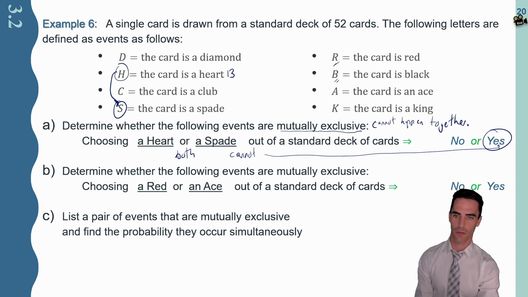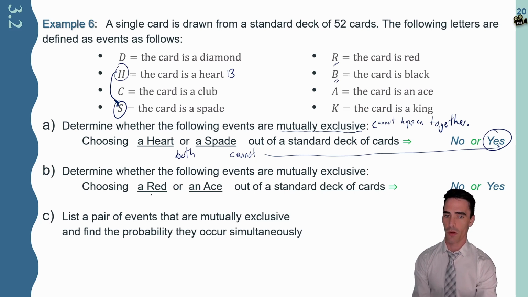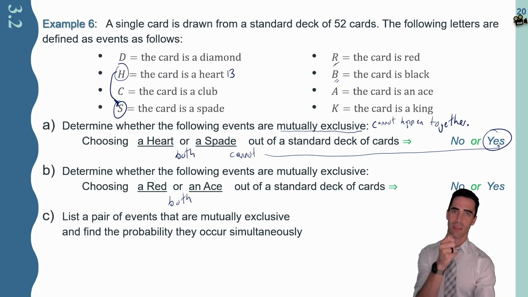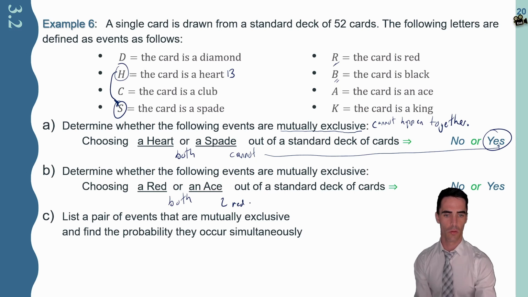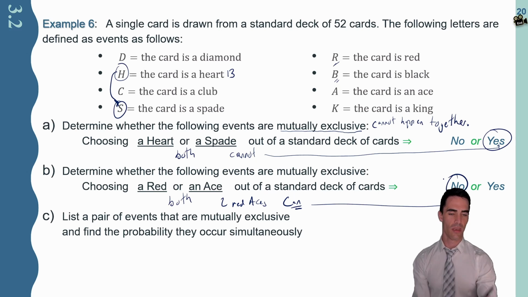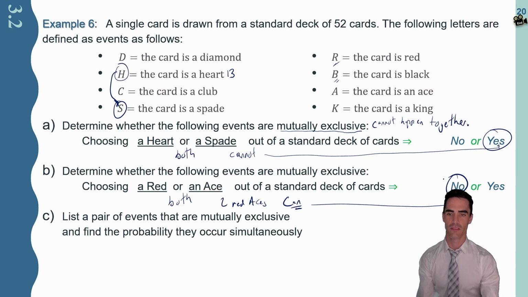Let's look at the next example. Determine whether the following events are mutually exclusive. I want a red card or an ace. Again, can both of these things happen together? Can I look at a card and that card is both red and an ace? Well, yeah, it can. In fact, there are 2 red aces. All right, here, real big, can happen. Therefore, it is not mutually exclusive.